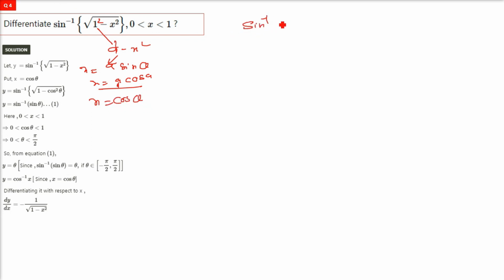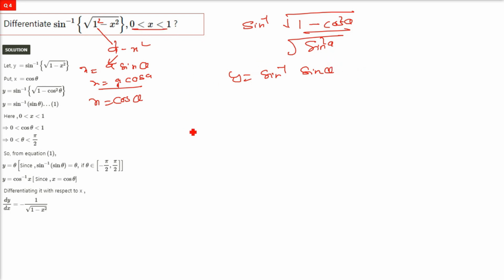So what we are going to get, sine inverse of under root 1 square minus x square, which we have taken as cos square theta. So 1 minus cos square theta is sine square theta. And under root sine square theta is sine theta only. So sine inverse and sine theta, sine and sine inverse get cancelled. So y is actually theta. So dy by dx is basically differentiating theta only. But theta has to be in terms of x.